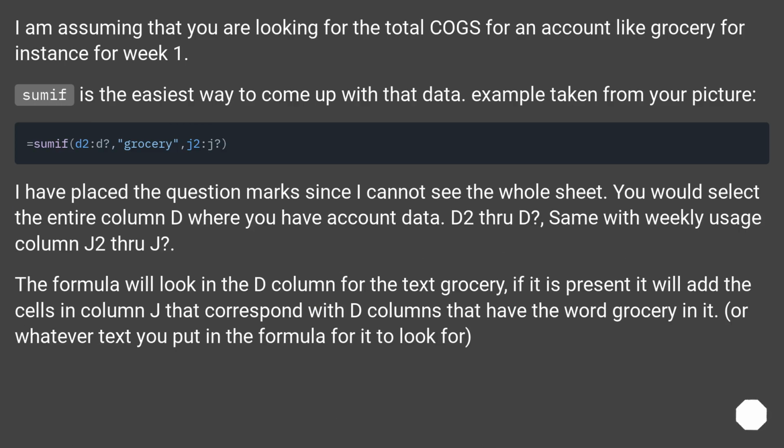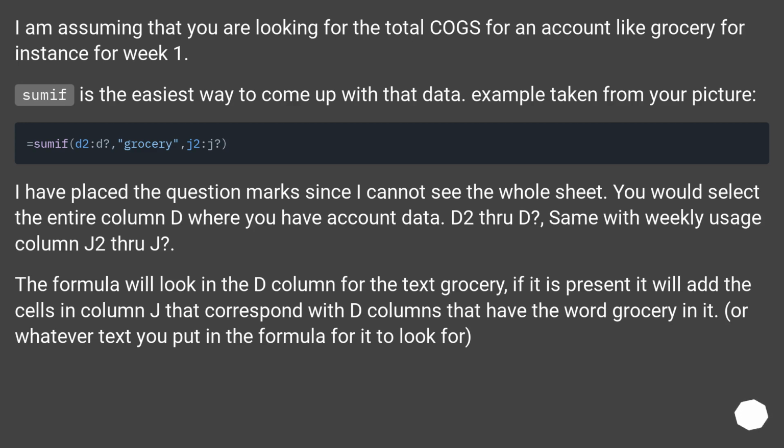I am assuming that you are looking for the total COGS for an account like grocery, for instance, for week 1. SUMIF is the easiest way to come up with that data. Example taken from your picture. I have placed the question marks since I cannot see the whole sheet.